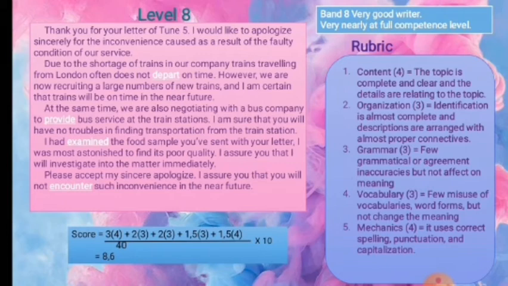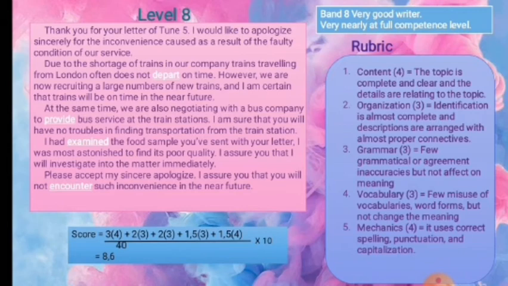Okay, this is a text that I have scored by using the rubric of Brown. The first aspect of the rubric is content. I give 4 for the score because the topic is complete and clear and the details are relating to the topic. The second is organization.